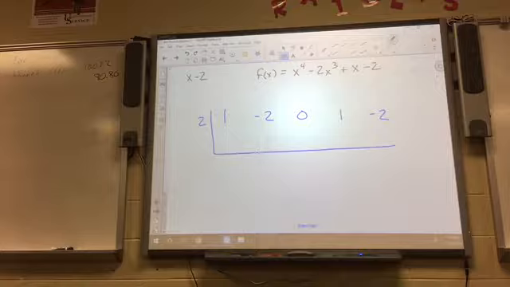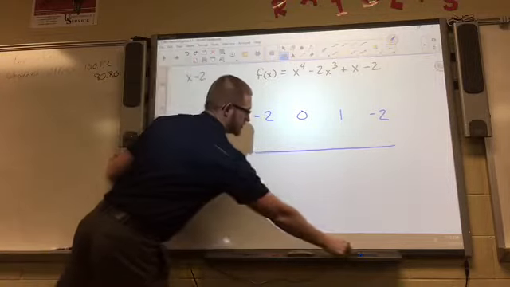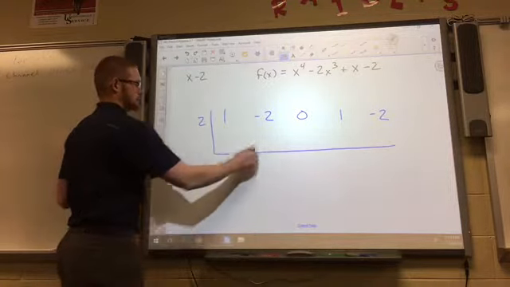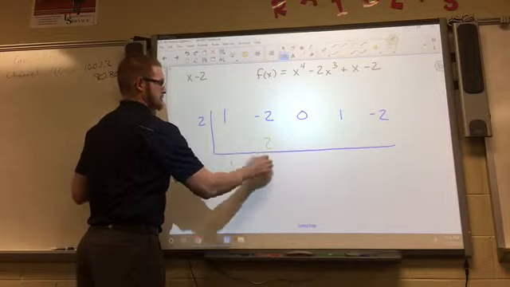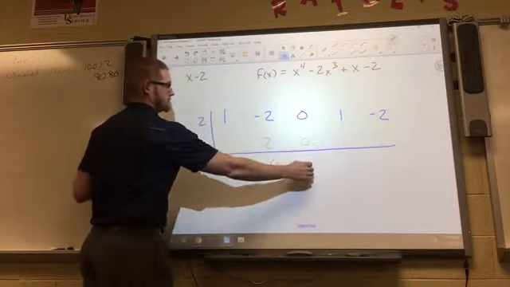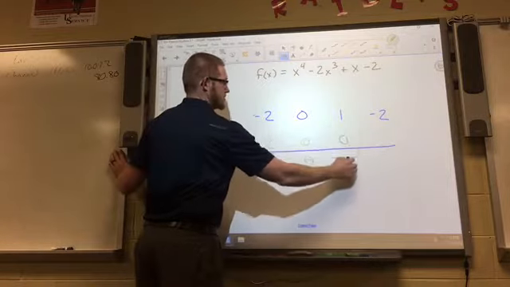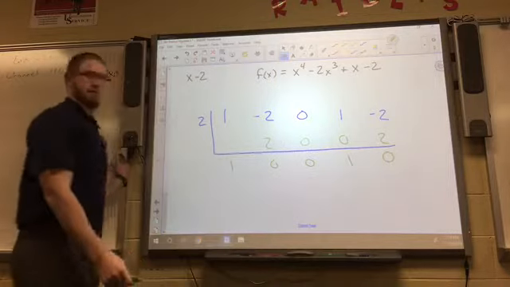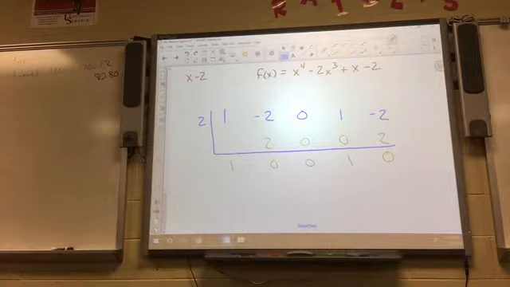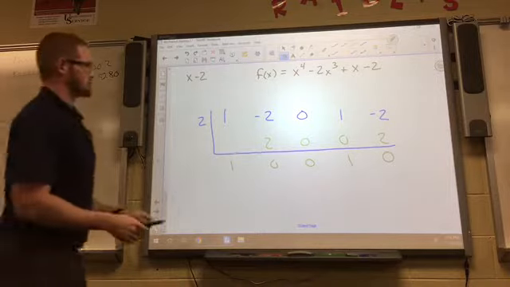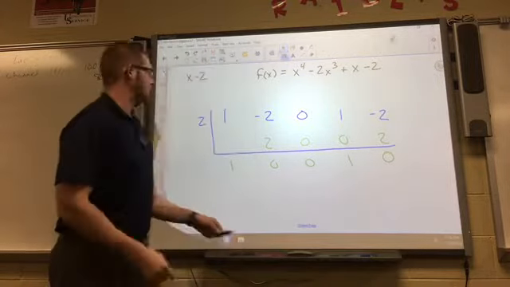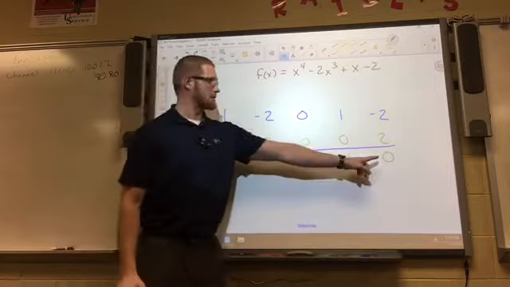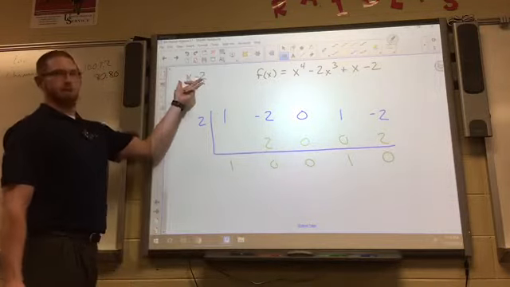Okay. First step, drop your 1. 1 times 2, 2; 0 times 2, 0; 0 times 2, 0; 0 plus 1, 1 times 2, 2, 0. So it's a factor, right? Yes. Okay. Now that one looks a little weird because we have a bunch of zeros in the middle. Okay. But just start here with, I know, since I got a remainder of 0, I know that this has to be a factor, correct?